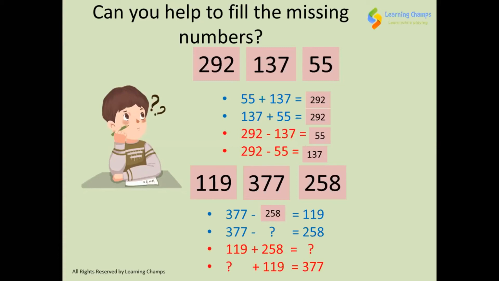119, teacher. Then 90. What is the next one? The next missing one? 119 plus 258. 377. Very good.